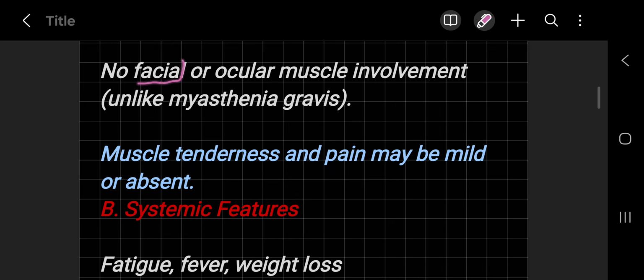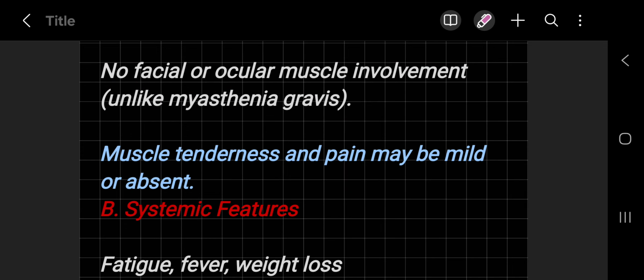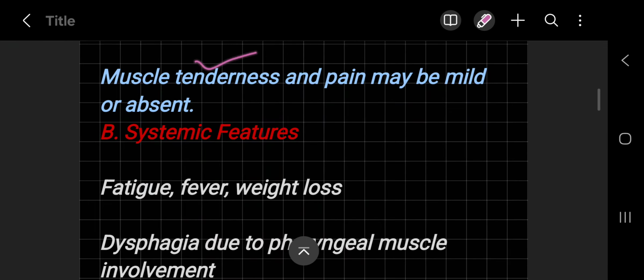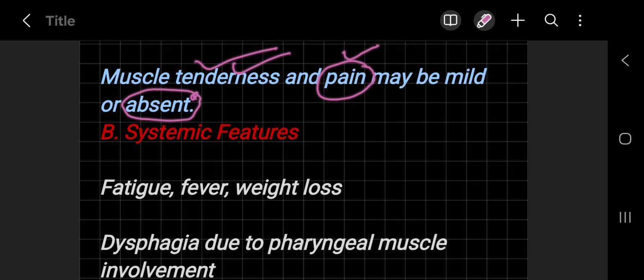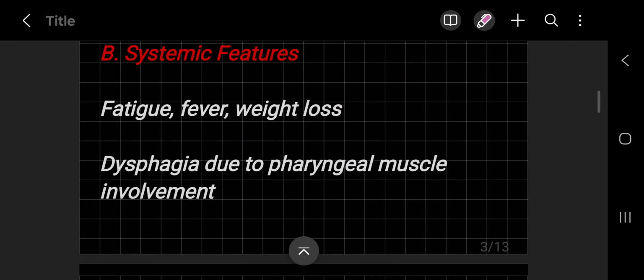There is no facial or ocular muscle involvement. It is important because in this way we can differentiate them from myasthenia gravis. Muscle tenderness and pain may be mild or absent. If there is increased muscle tenderness and more pain, then it leads more towards polymyalgia rheumatica. And if it has less muscle tenderness and less pain, it means there is no polymyalgia rheumatica but myositis.